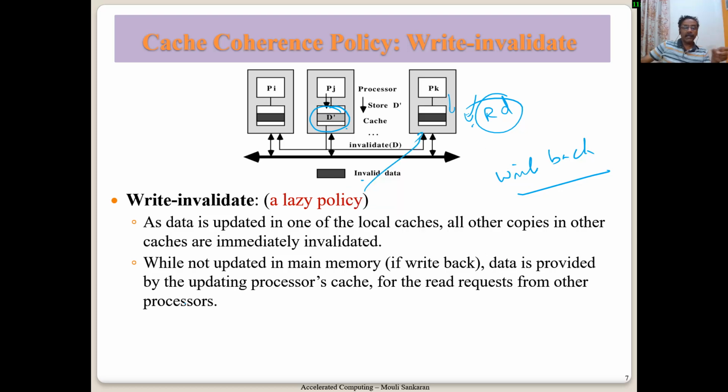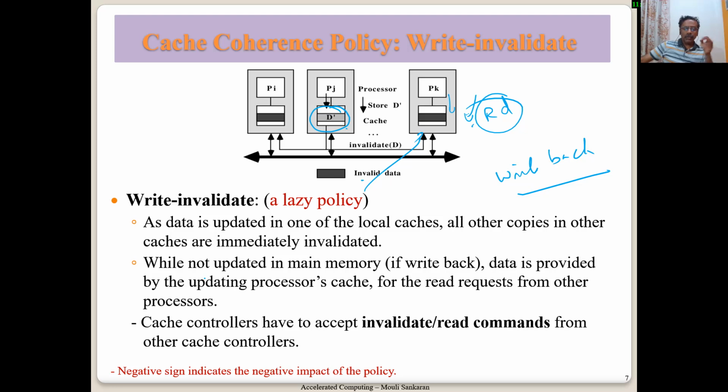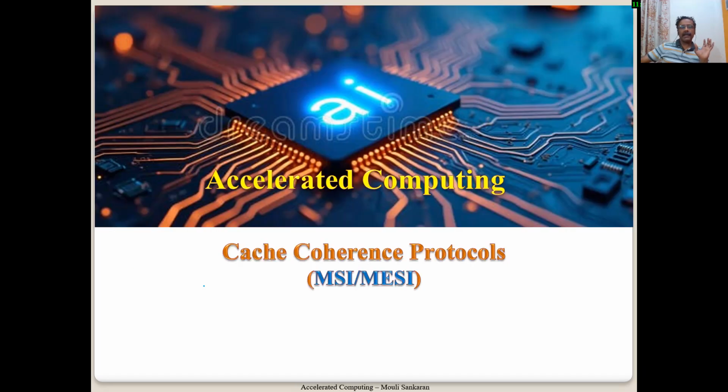So the data is provided by the updating processor's cache, whichever is owning it, and that read request will be handled by them. So the cache controllers have to accept invalidate commands coming from other caches, and then read commands coming from other places. This is what we are going to go into in depth, because we have already ruled out the write update policy as a cache coherence policy, because it has lots of traffic going through different caches. So we are now going to concentrate more on the cache invalidate policy.